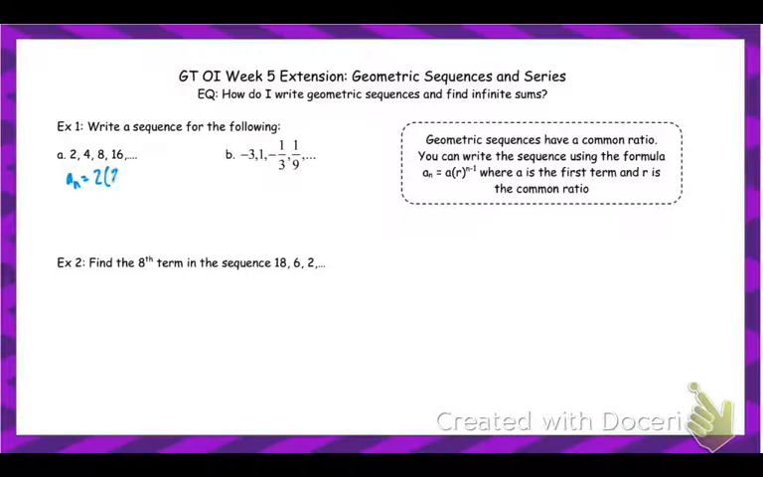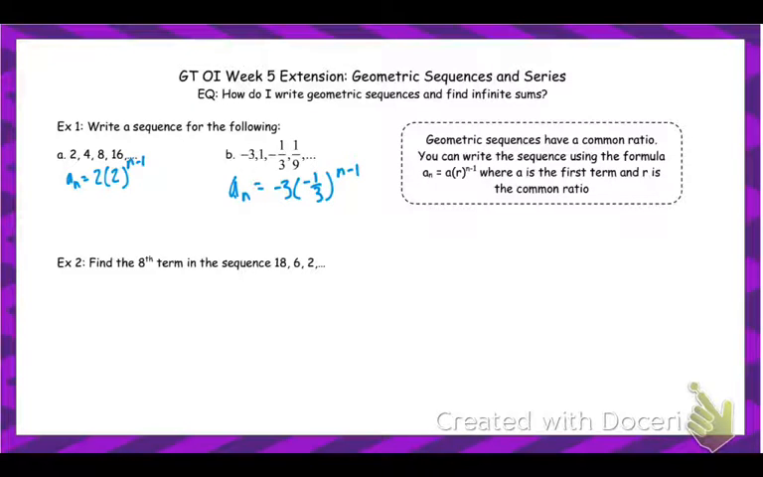So I'm multiplying by 2. And then because I have A times that ratio, it's not going to be 2 to the n, it's 2 to the n minus 1. Because if I plug in 1, that would give me 0. Anything to the 0 power is 1, so I just get the first term. All right, looking at the next one. -3 is my first term, and then each time I'm multiplying by -1/3.